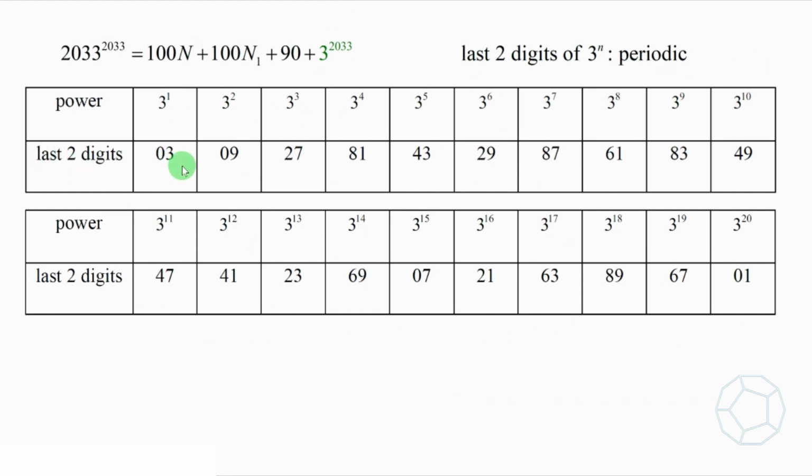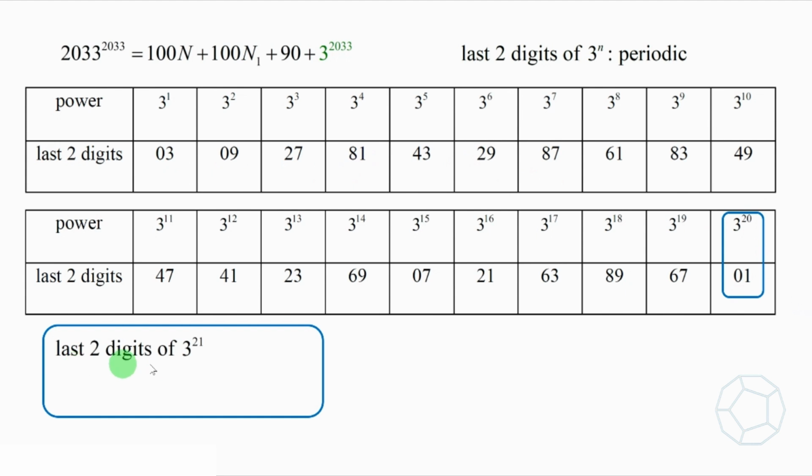Indeed, we don't have to find the whole value. Each time, just take the last two digits and multiply by 3. Let's take a closer look at the last box. The last two digits of 3 to the power of 20 are 01. So we can deduce that the last two digits of 3 to the power of 21 is equal to 01 times 3, which is 03. It goes back to the beginning. In other words, the period is 20.